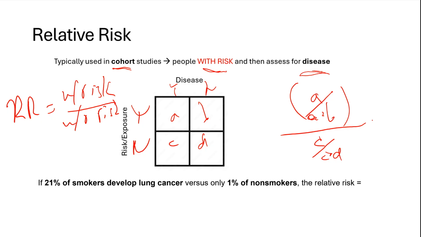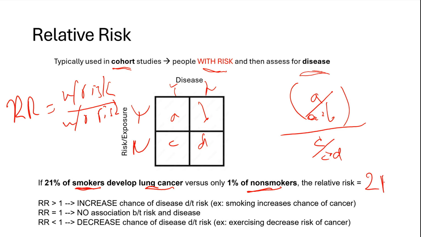So I think the best way to describe this is to go over briefly an example. If 21% of smokers develop lung cancer versus 1% of non-smokers, what is the relative risk? The relative risk is going to be people with the risk, which is smoking, and then they develop lung cancer, divided by people without the risk, or non-smokers. So basically it's 21 divided by 1, and it's going to be 21. That is my relative risk.